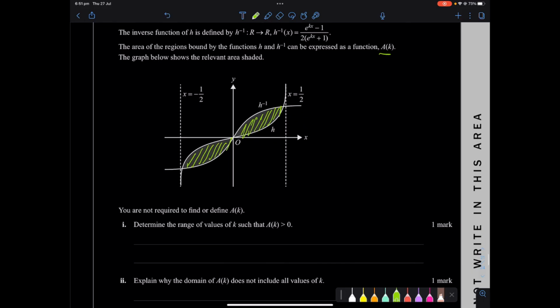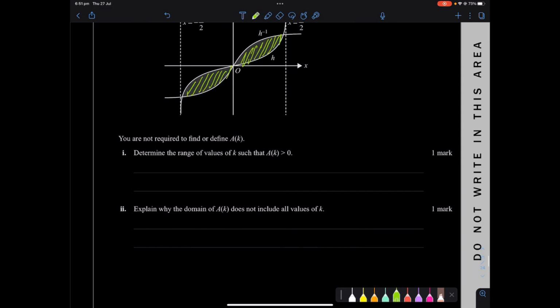The graph below shows the relevant region. You are not required to find or define A(k). Determine the range of values of k such that A(k), meaning this area, must be positive. So it must be greater than 0. It must be actual positive area.